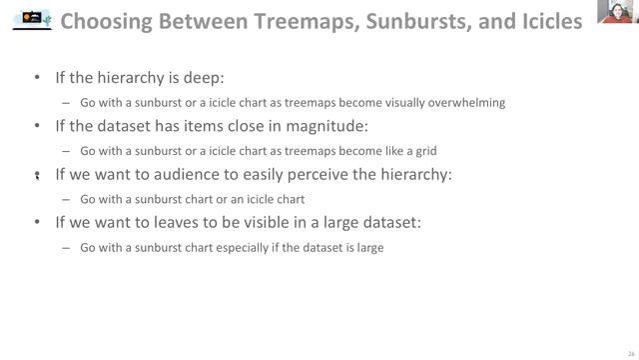If our goal is that the audience easily perceive the hierarchy, we need to go either with a sunburst chart or an icicle chart. We do not want the audience to lose the categories in the middle of the hierarchy, which typically happens when we use tree maps. If we want the leaves to be visible and they matter to us a lot, we need to go with a sunburst chart. For a small data set, it may not make a difference, but for a large data set, only sunburst charts can represent the leaves in a visible way.